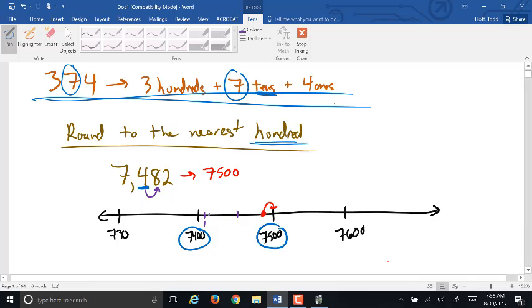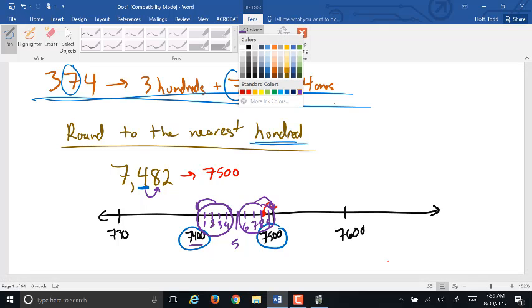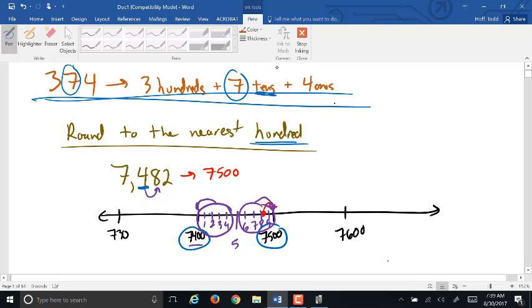If it's 1, 2, 3, or 4, we know it's closer to the one down below. It would be the 7,400. 6, 7, 8, or 9, of course, we know those are closer to the next one up, the 7,500. Now the 5 is right in the middle. You said 5 or above, we round up. Most of us were just told, well, if it's a 5, we just accept that we're going to round it up. But in reality, there's a good reason why we round it up.